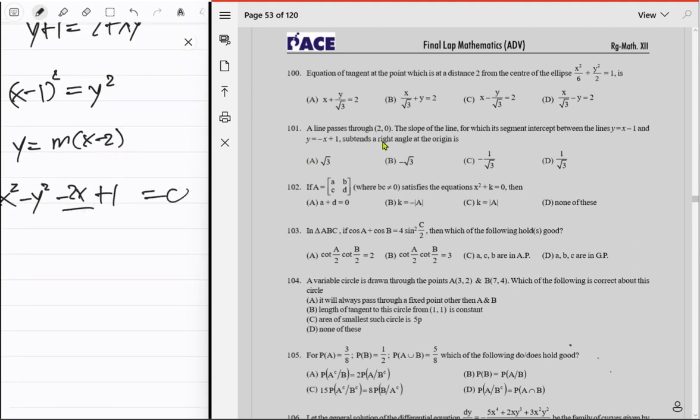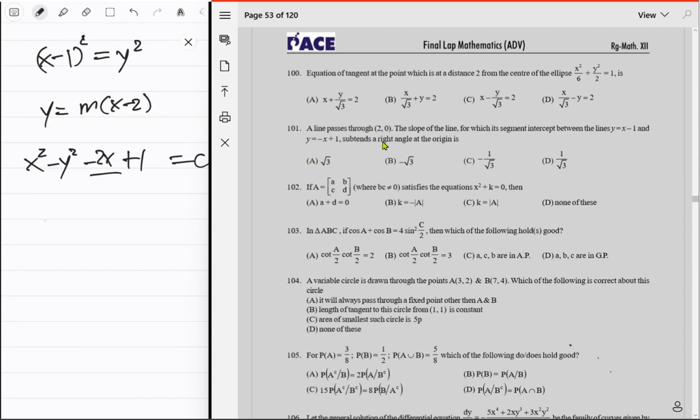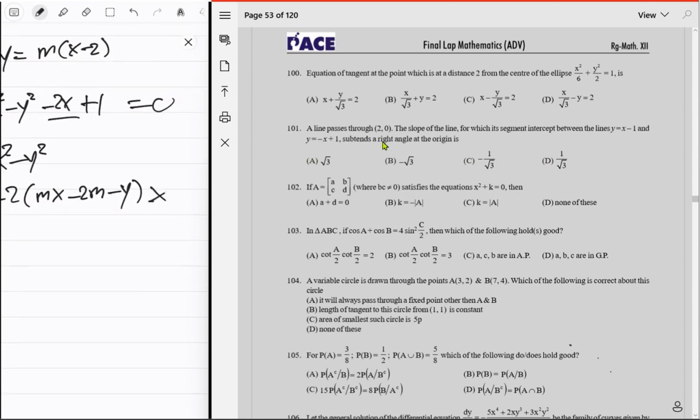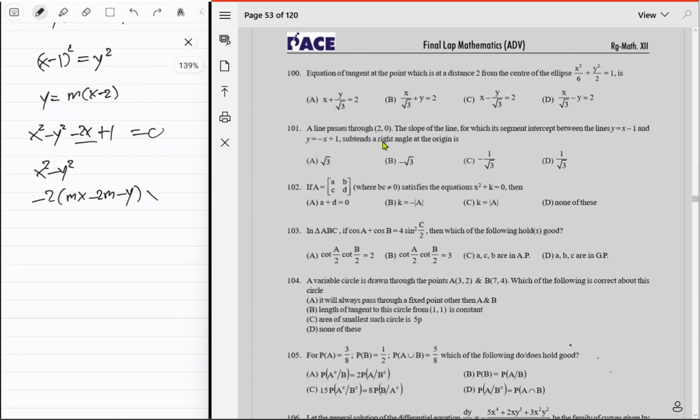But then I can replace this by m times of x minus 2 minus y, which is what, x square minus y squared minus 2 times of mx minus 2m minus y times x, जो भी है. Right, plus. Okay, that's not probably the best way to be doing it. So you need to get rid of the x somehow. यहाँ पे 1 आ रहा है. That's not the best way to be doing it. कोई और तरीके से करना पड़ेगा ना.